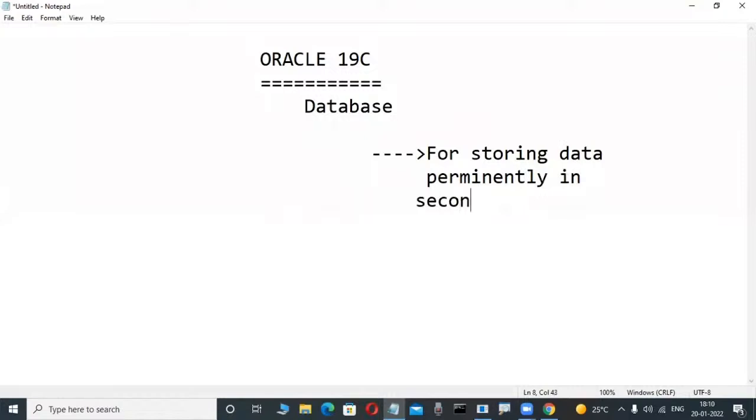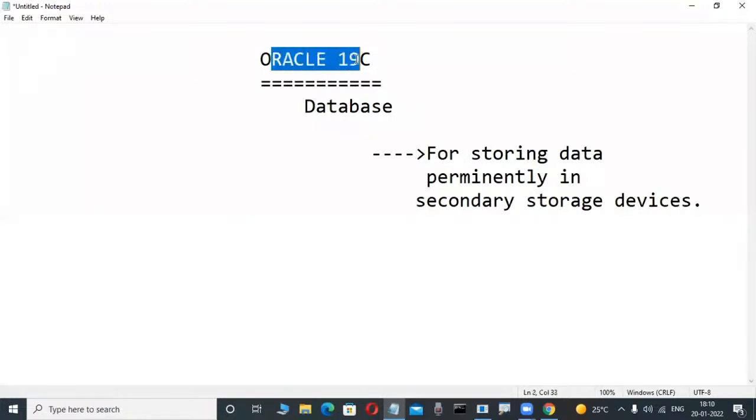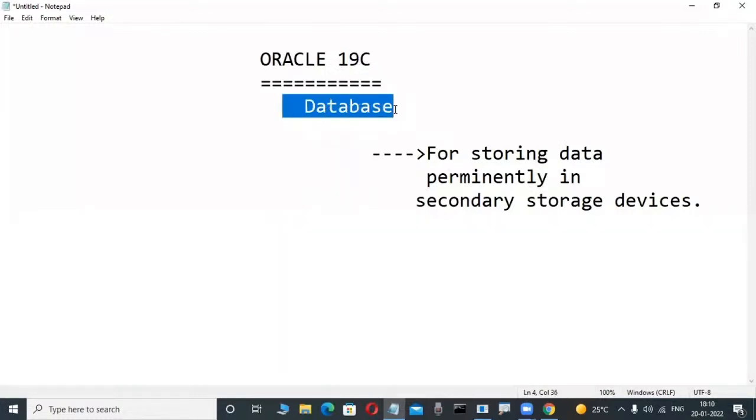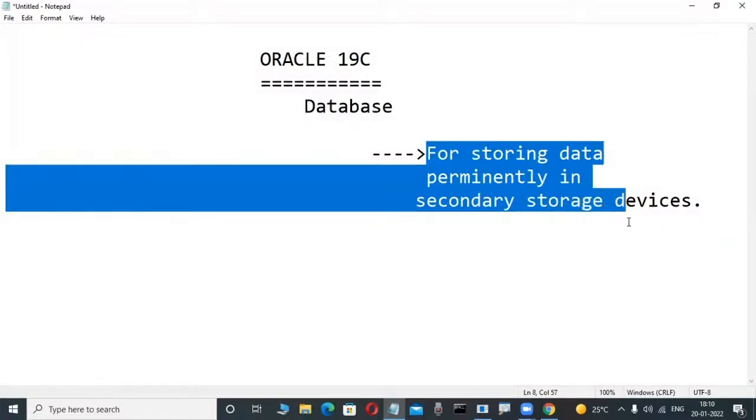Secondary storage devices. Okay, fine. Permanent. Suppose today we store our data, then after 5 years, 10 years, 20 years, 100 years, your data is still available and you are using it. That's why Oracle is a product from Oracle Corporation with some version number. This is a database product, one of the popular databases. But what is the purpose of it? For storing data permanently in secondary storage devices.